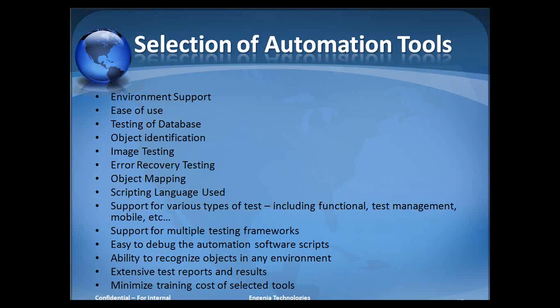The next part is object mapping. There are lots of object mapping tools that are available. For example, in QTP, we have the Object Spy, which can look for the properties of the objects and then map them to its object mapping repository.